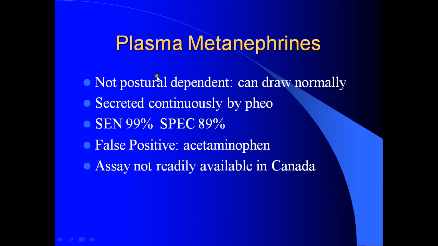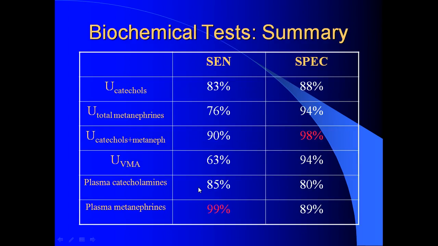Plasma metanephrines are not postural dependent and can be drawn normally, and they are secreted continuously by pheochromocytoma because these are the metabolites. Sensitivity is 99 to 89%. False positive is seen if acetaminophen is used. It is not available in Canada, but it is available in Pakistan.